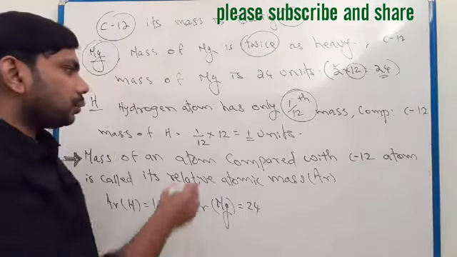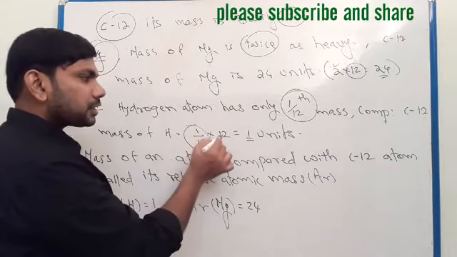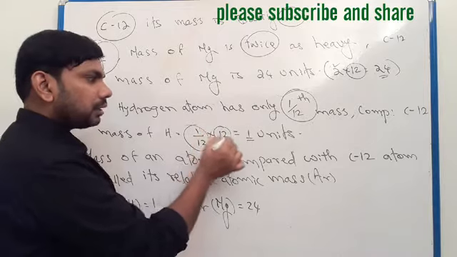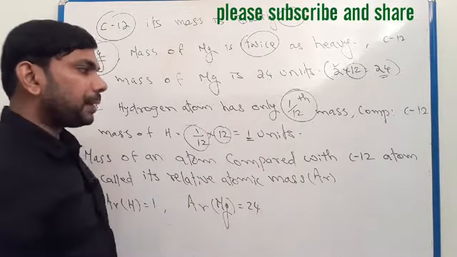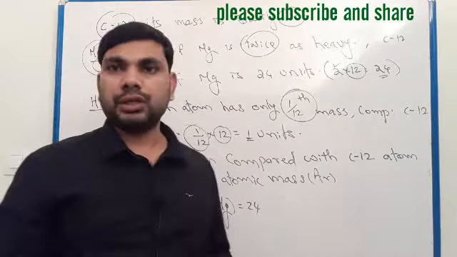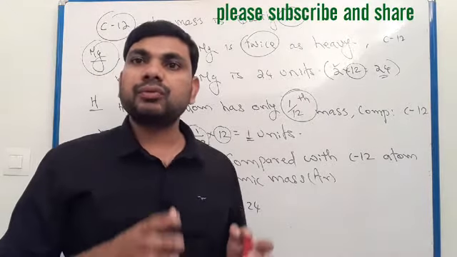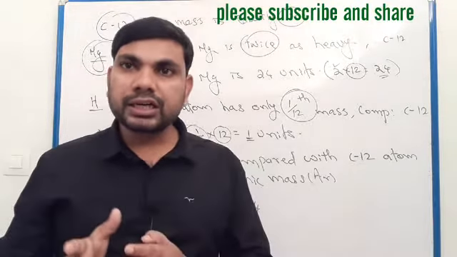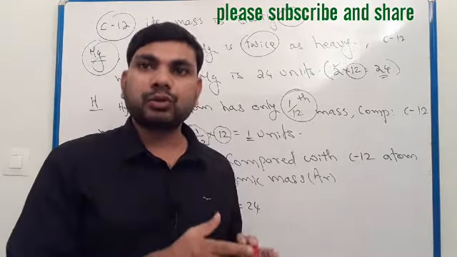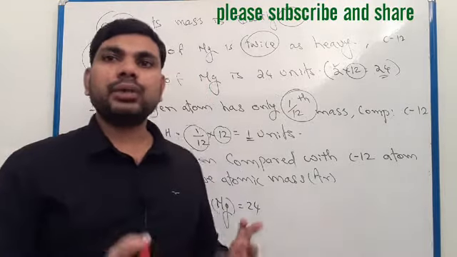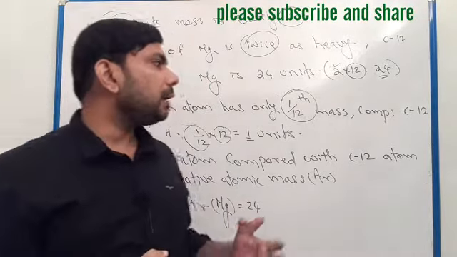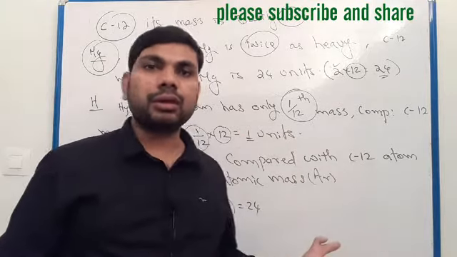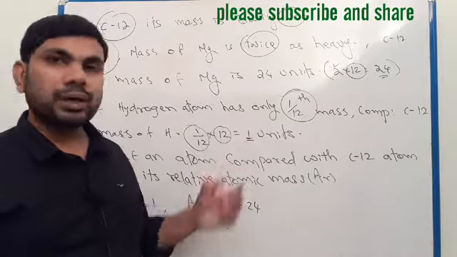Okay, so here 1 by 12 and the mass of carbon 12 is 12. So 1 by 12 times 12 will be 1. So the mass of hydrogen is 1 unit. Here we want to find the mass of hydrogen. We will compare the mass of hydrogen with carbon 12 in a spectrometer. With the help of the instrument, we can see the mass of hydrogen is 1 by 12th of carbon 12. So the mass of hydrogen is 1 unit.